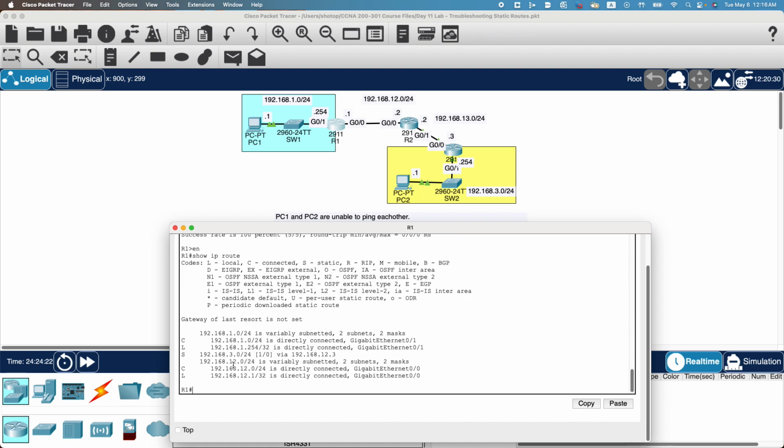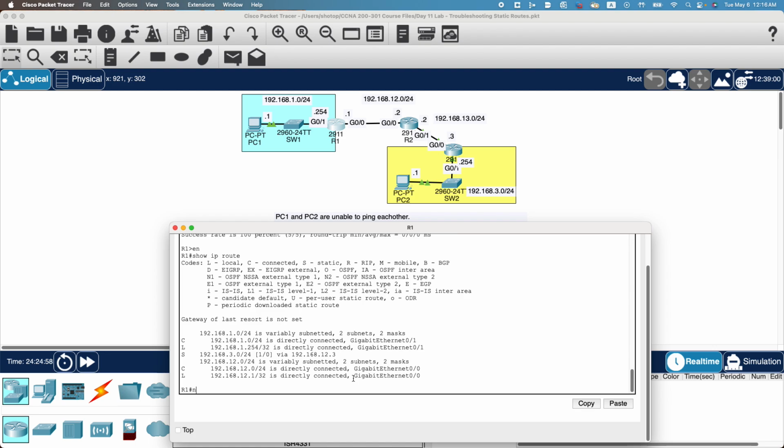And it is connected to the 12.0 subnet directly on its gigabit 0/0 interface. So it has that directly connected route. I would really doubt it could ping. Yeah, that via is wrong. It's not 12.3, it's 12.2. So that needs to go too.